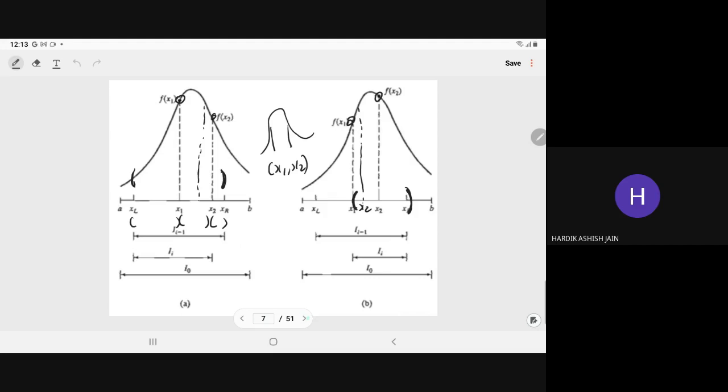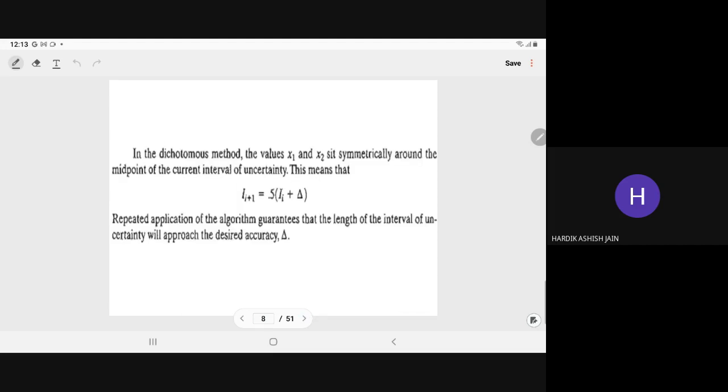So let us now take one question. Okay, before that, one more thing: how that formula comes. In the dichotomous method, the values of x1 and x2 are symmetric around the midpoint of the current interval of uncertainty. What formula are we taking? x1 is equal to half of (xl plus xr), that is the midpoint, plus delta, on the right hand side. And x2 is half of (xl plus xr), the midpoint, minus delta, on the left hand side.